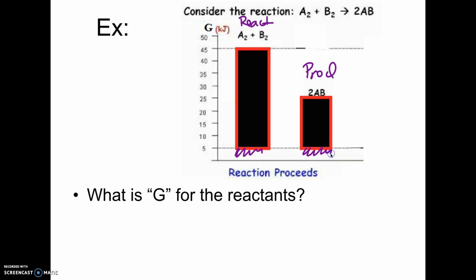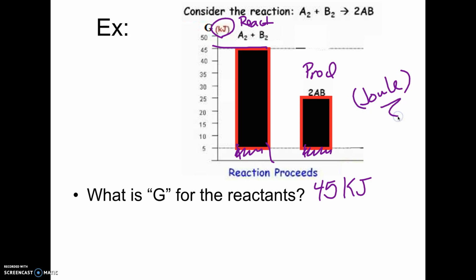Really, and I know this doesn't go to the bottom. I messed up here. These should actually go all the way down. All right, so basically 45. And our units for energy, by the way, this graph is in kilojoules, but joule is the unit you're oftentimes going to see, joules or kilojoules for energy. The other unit you might see, although it's not the standard metric unit, is calories. So joules and calories are ways we measure energy. All right, so the G for the reactants is 45 kilojoules.